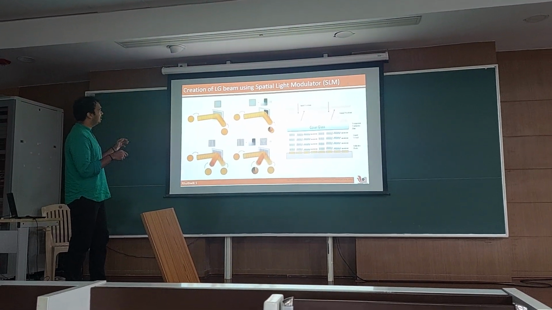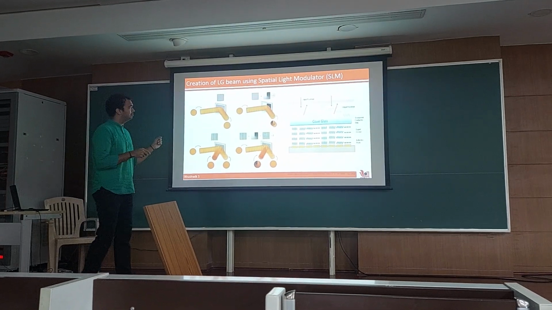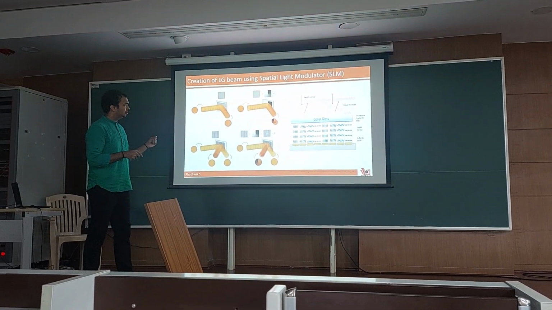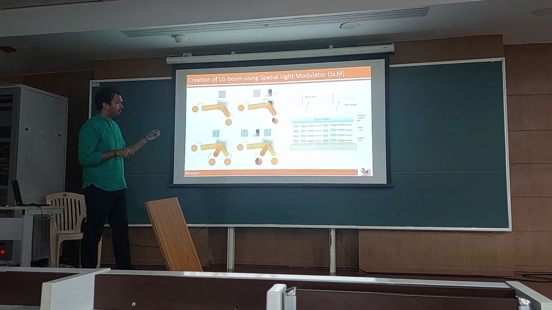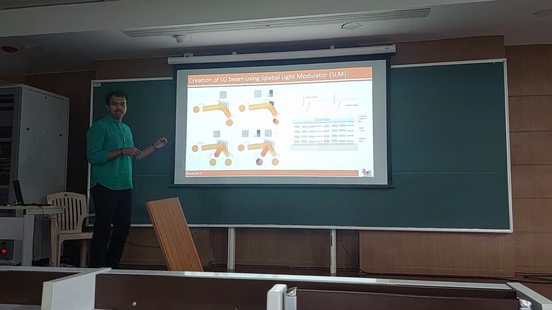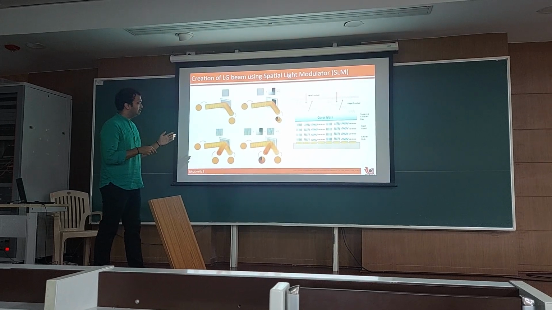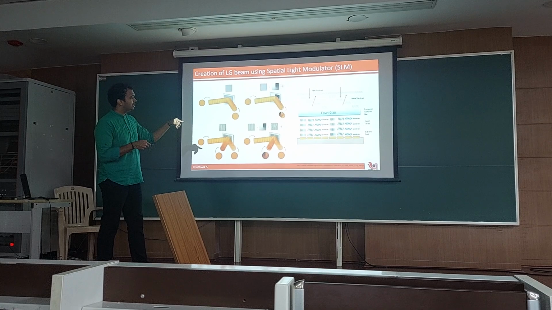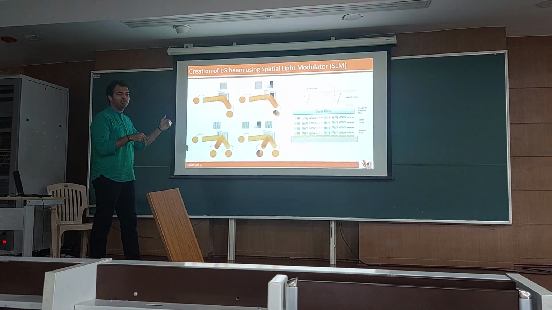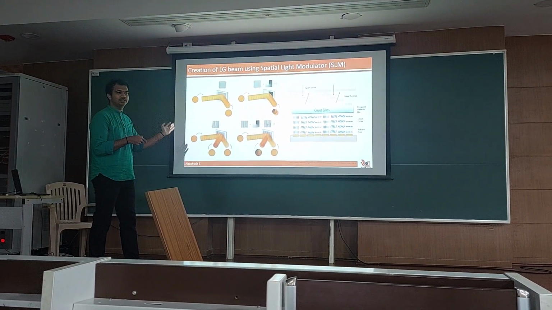So I will tell how we create a Laguerre-Gaussian beam from a spatial light modulator. This is the specialized modulator. It has liquid crystals. Based on the voltage you give, the liquid crystals will orient in a certain direction, and based on the orientation, it will add 0 to 2 pi phase, depending on this orientation angle.